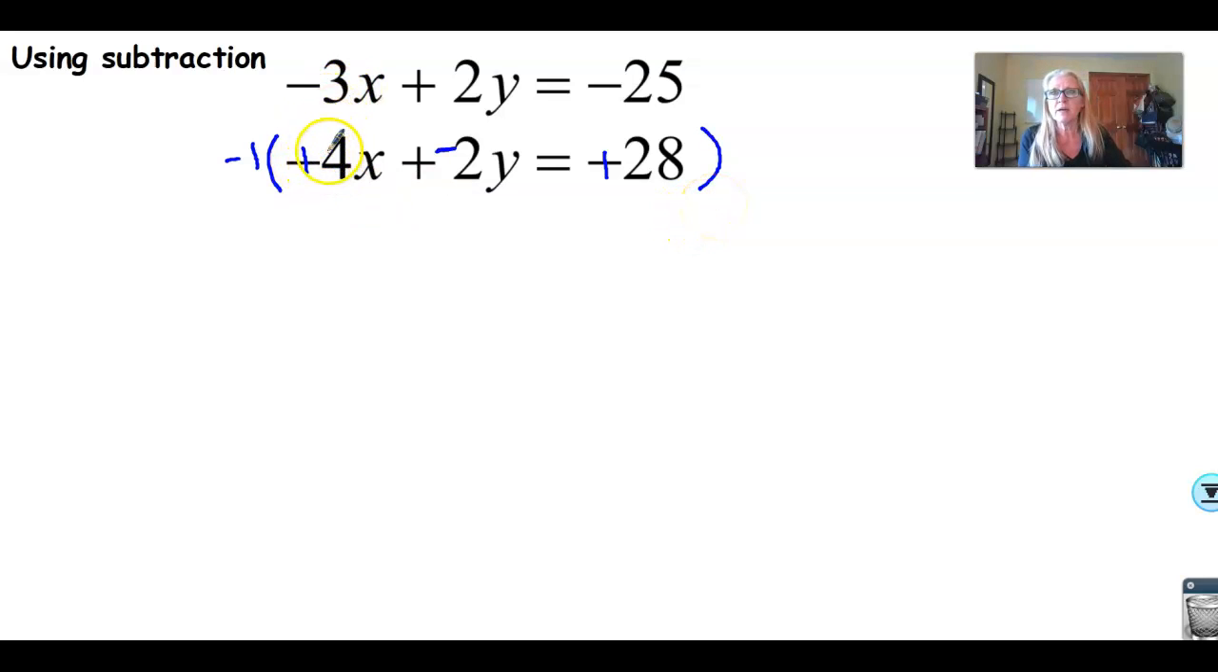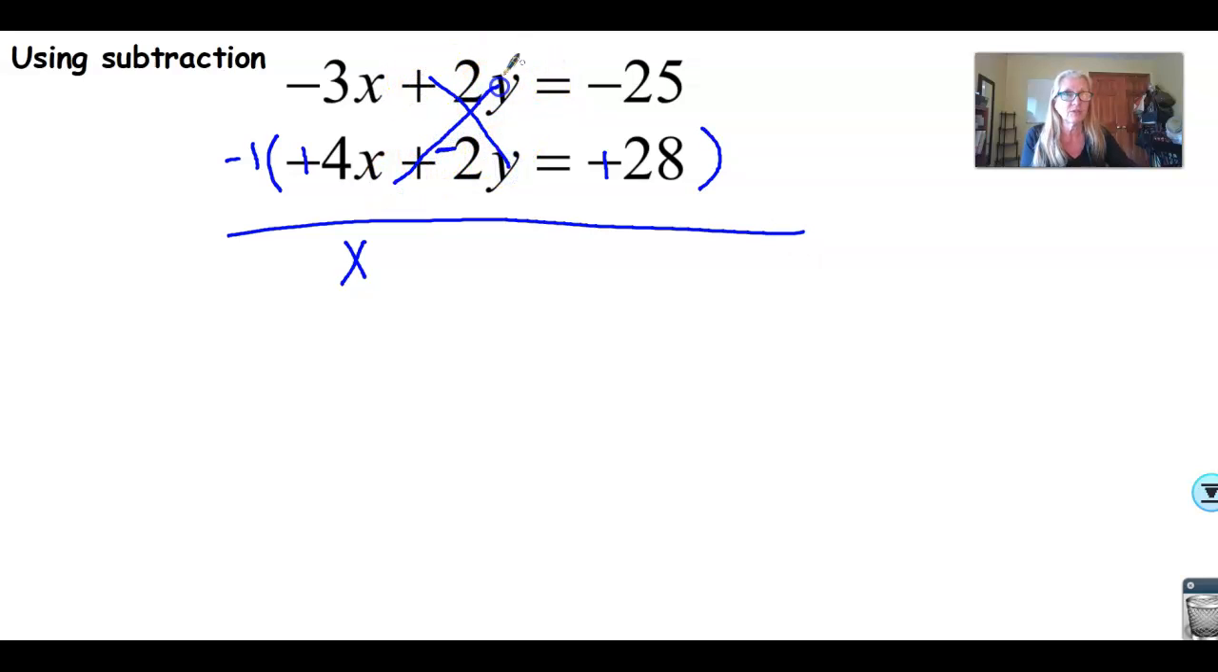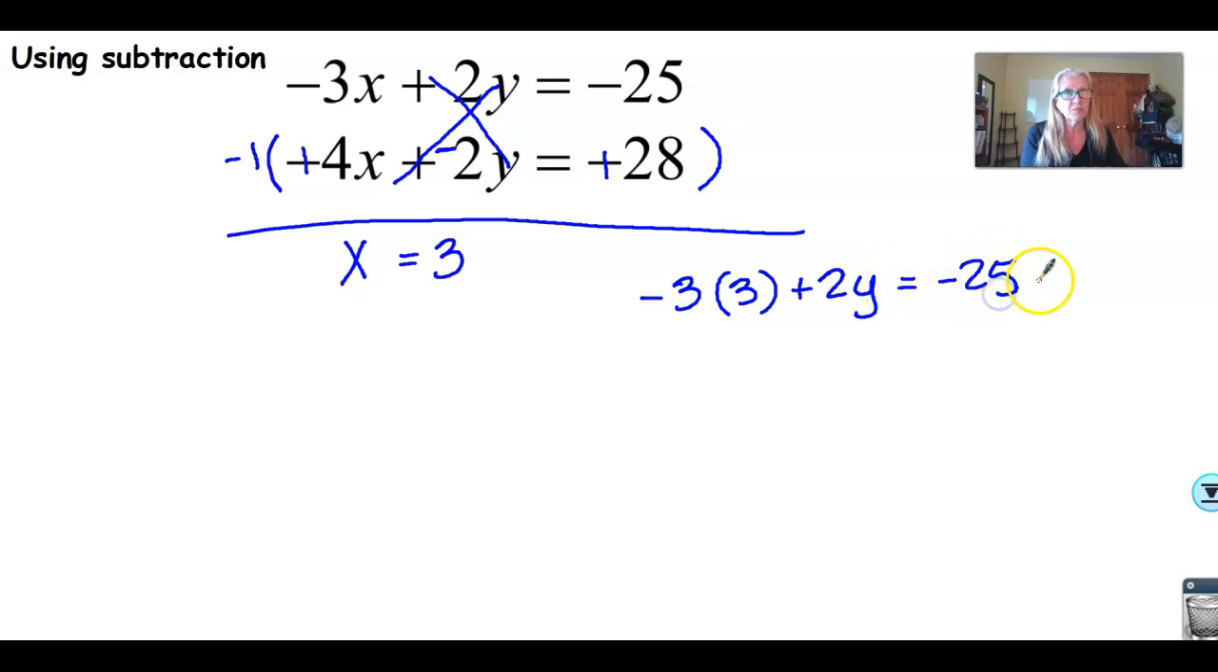All right, here we're adding a positive 4x with a negative 3x. That gives us a positive 1x. These two now will cancel each other out. And a positive 28 and a negative 25 gives us a positive 3. So now we know x is 3. We pick one of the original equations and substitute 3 for x. I'll use the top one. -3 times 3 plus 2y equals -25. Now I'm ready to solve for y.